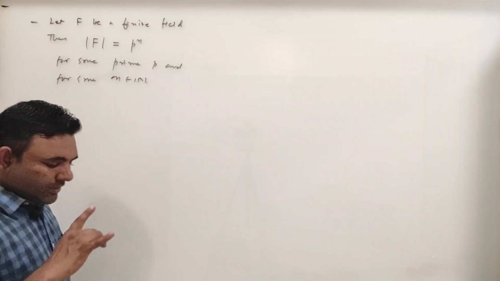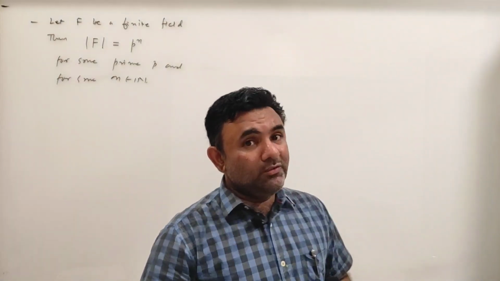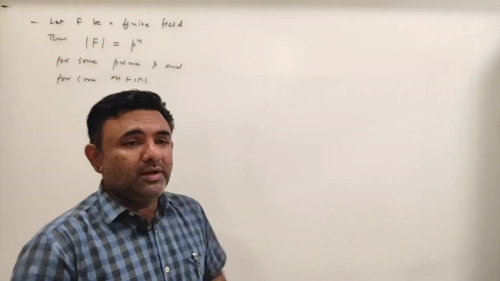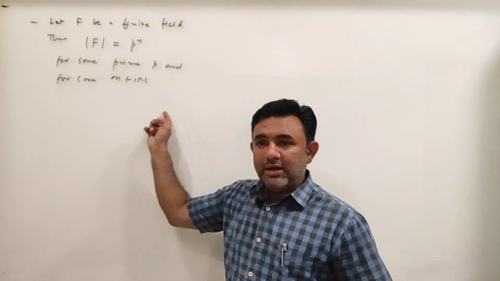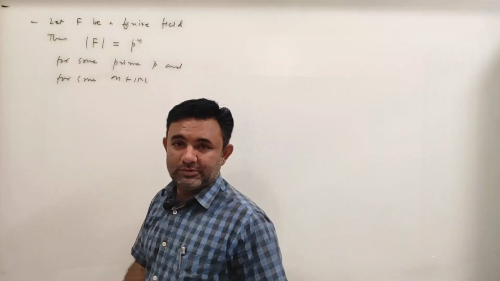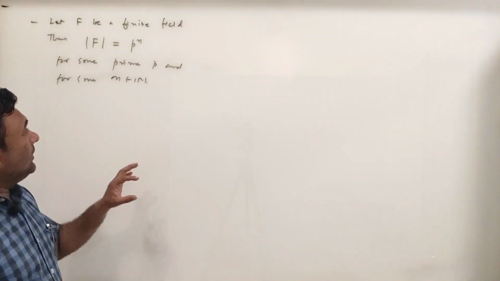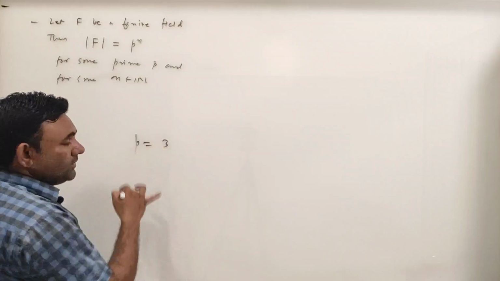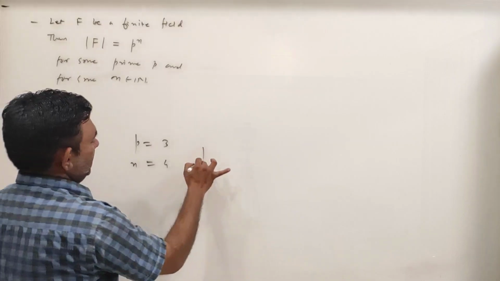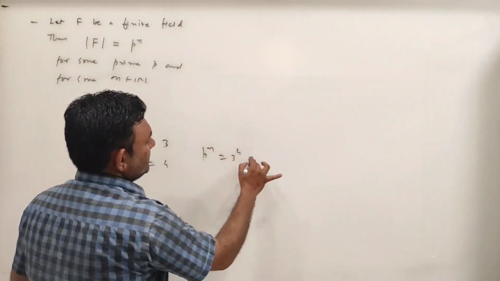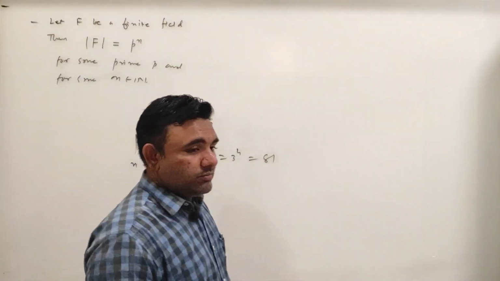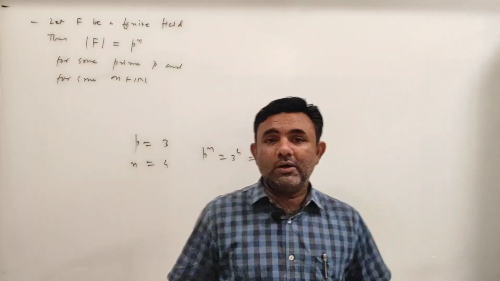And there is one more result. For a given prime p and for a given n belongs to N, there is a unique field of order p raised to n up to isomorphism, right? मतलब आपको p की वैल्यू दे दी, for example p equal to 3 and say n is equal to 4, so p raised to n, that is 3 raised to 4, it is 81. तो आपको 81 ऑर्डर का एक फील्ड मिलेगा and it is unique. There is only one field of order 81.